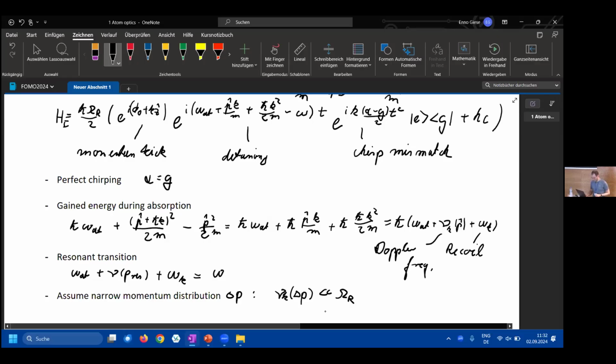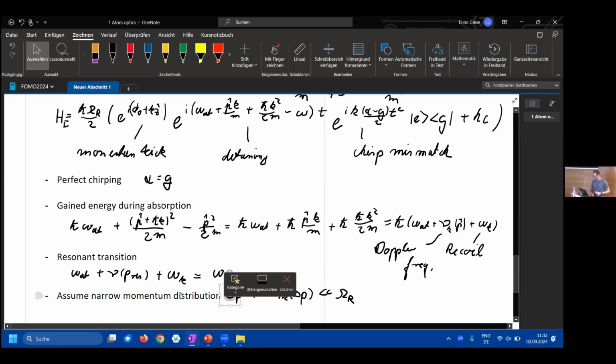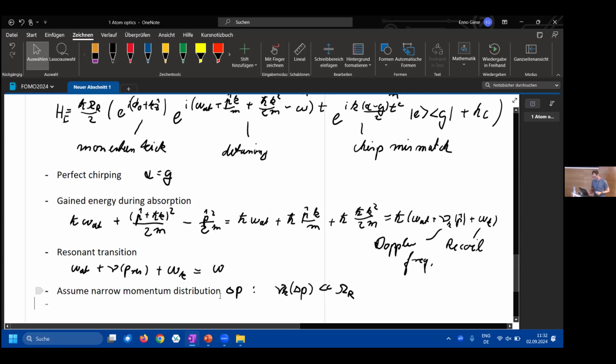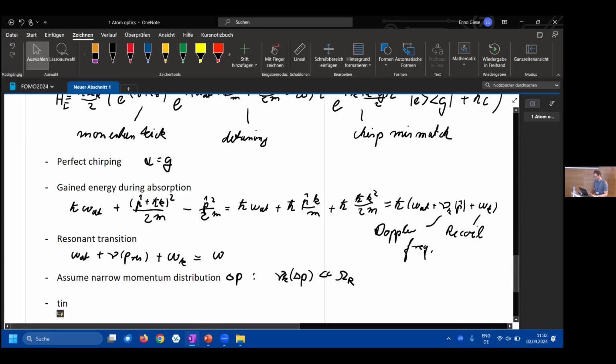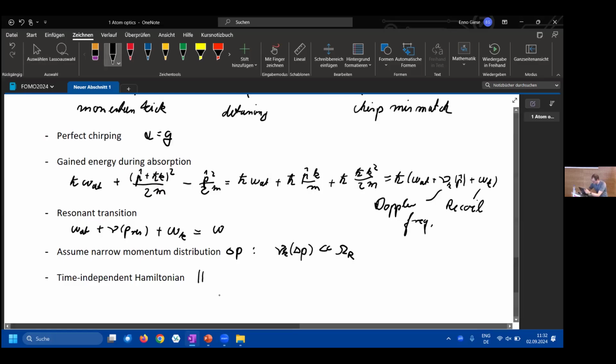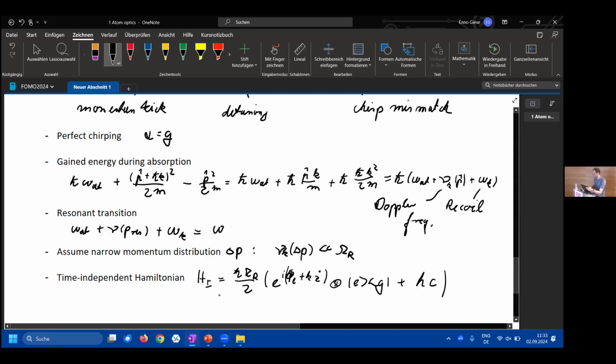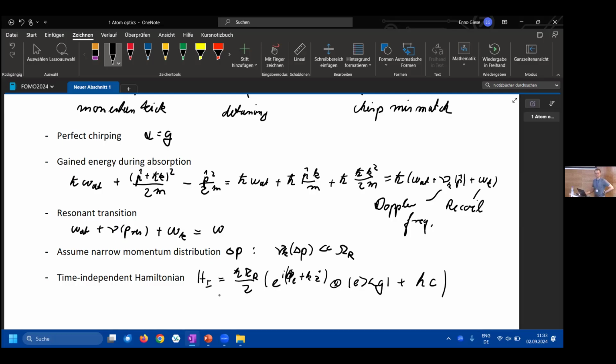So if we assume that, the only remaining part is effectively this Hamiltonian here. And this is the time-independent Hamiltonian H in this interaction picture: h bar omega Rabi divided by 2 times e to the i phi L plus k z momentum transfer, times the excitation going from ground to the excited state, plus the inverse process. So exciting, transferring momentum, and the inverse process. Okay, good. Any questions so far?